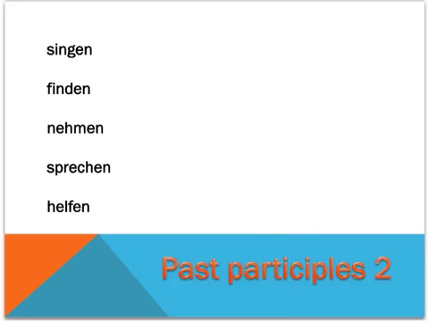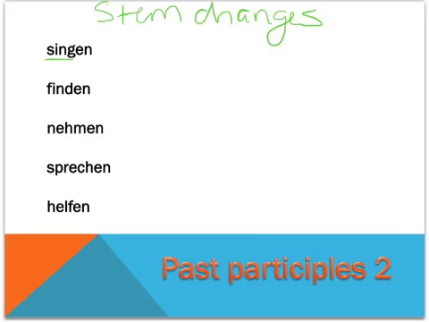Okay? This second set of irregular or strong verbs has stem changes. So unfortunately, while there are some patterns, essentially you just have to learn them. So let's have a look at how these ones go. Singen, the normal stem is sing, but the stem in the perfect tense is sung. In finden, to find, it becomes fund.